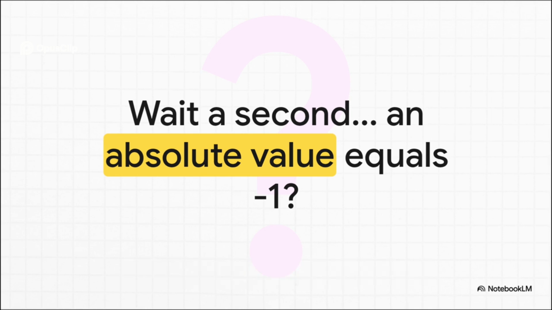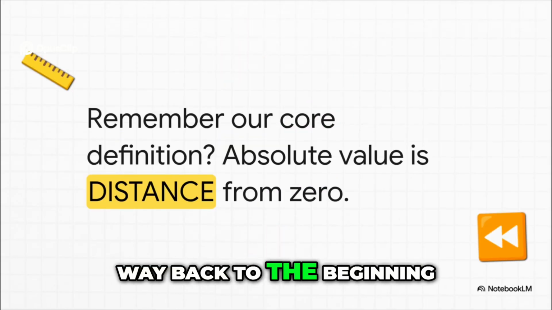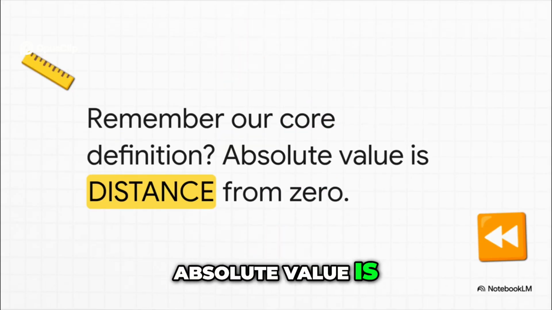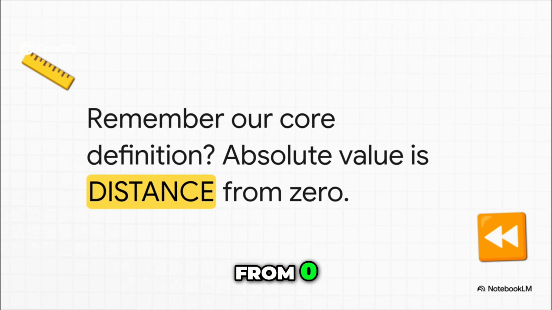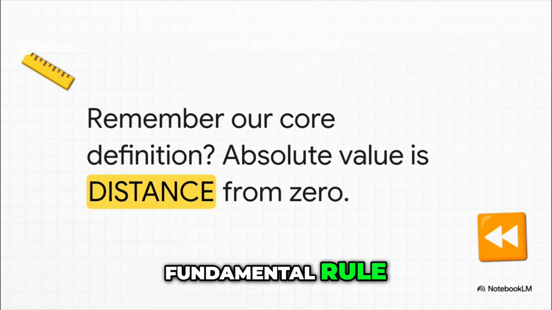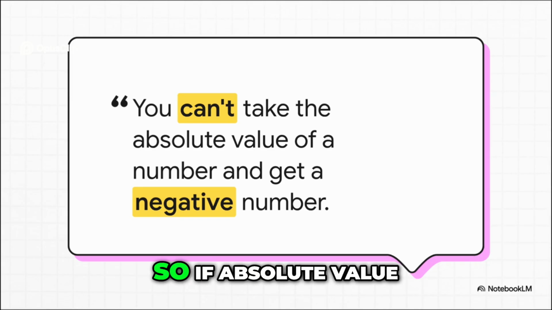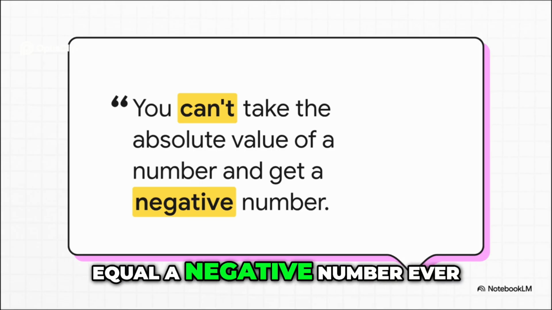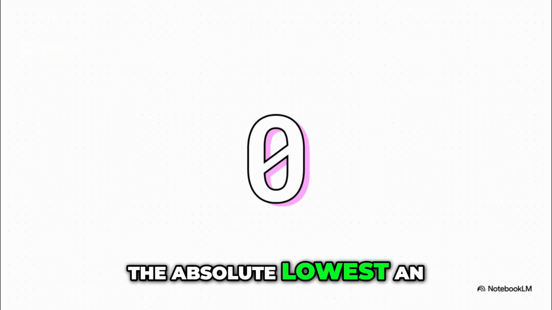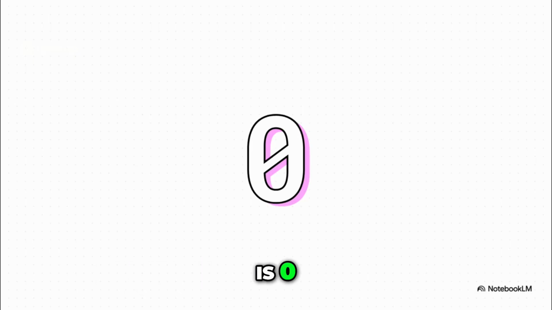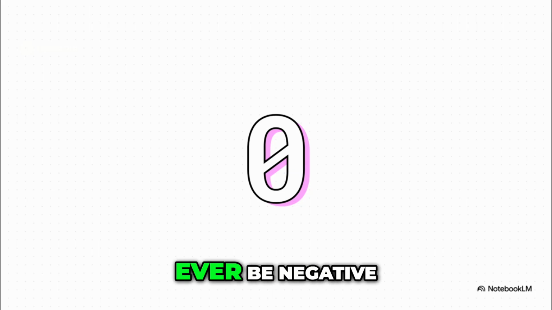What's the problem? Let's rewind all the way back to the beginning. What did we say absolute value is? It's distance, right? Just a number's distance from 0. And distance has a fundamental rule. You literally can't have negative distance. It just doesn't make sense. I can't be -5 feet away from my desk. So if absolute value is distance, then it is absolutely impossible for it to equal a negative number ever. The absolute lowest an absolute value can be is 0. That's the distance from 0 to 0. It can be positive, it can be 0, but it can never, ever be negative.